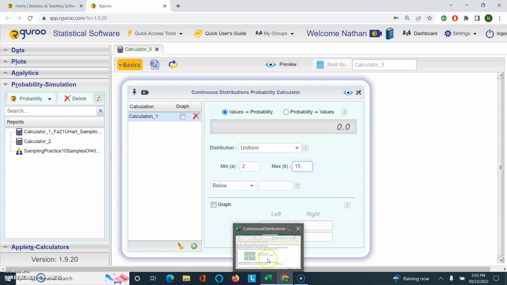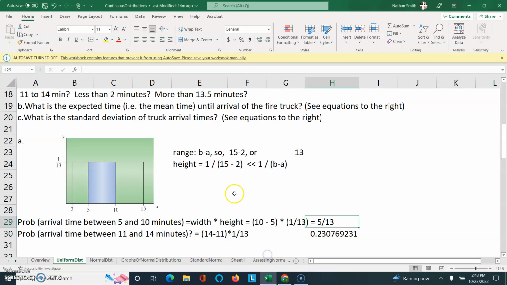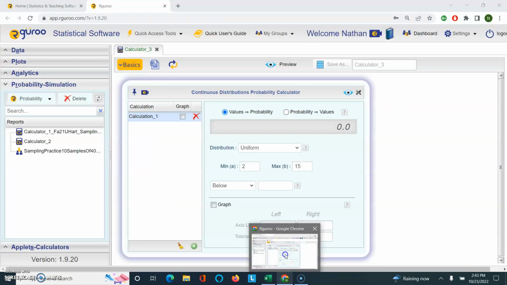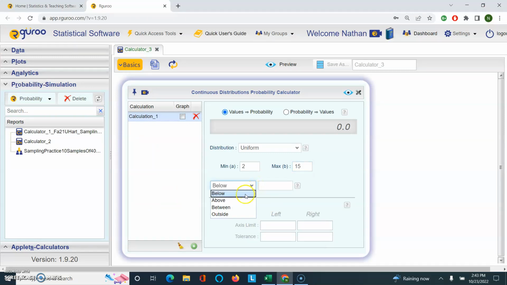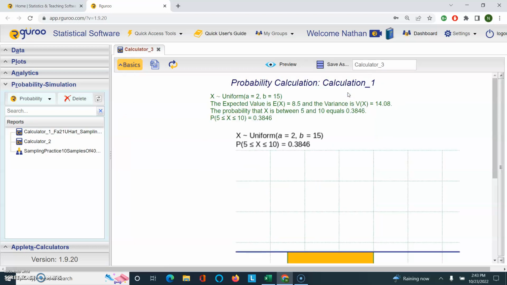Now again, let's take a look at the problem. We're starting with a between 5 and 10. Okay, so I'm going to click. Notice how we have in this drop down, we could do below probabilities, we can do above, we can do betweens, we can do outside. So this is going to be a between. So I'm going to click on that. The lower tail is in this case, you just want to put in this text box the lower of the two data values that you want to get. So this is 5 minutes, 10 minutes. Let's graph it. And let's see what we get.